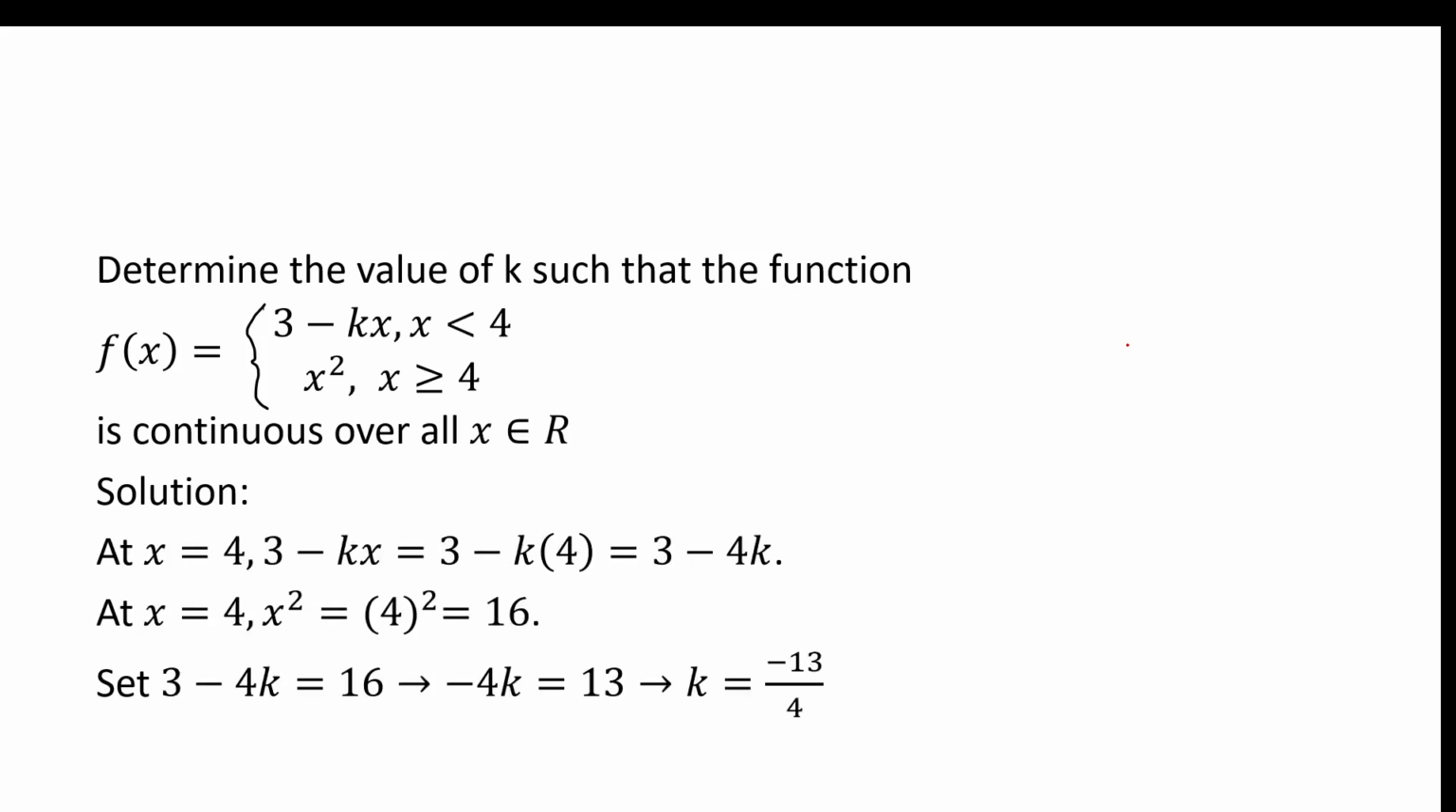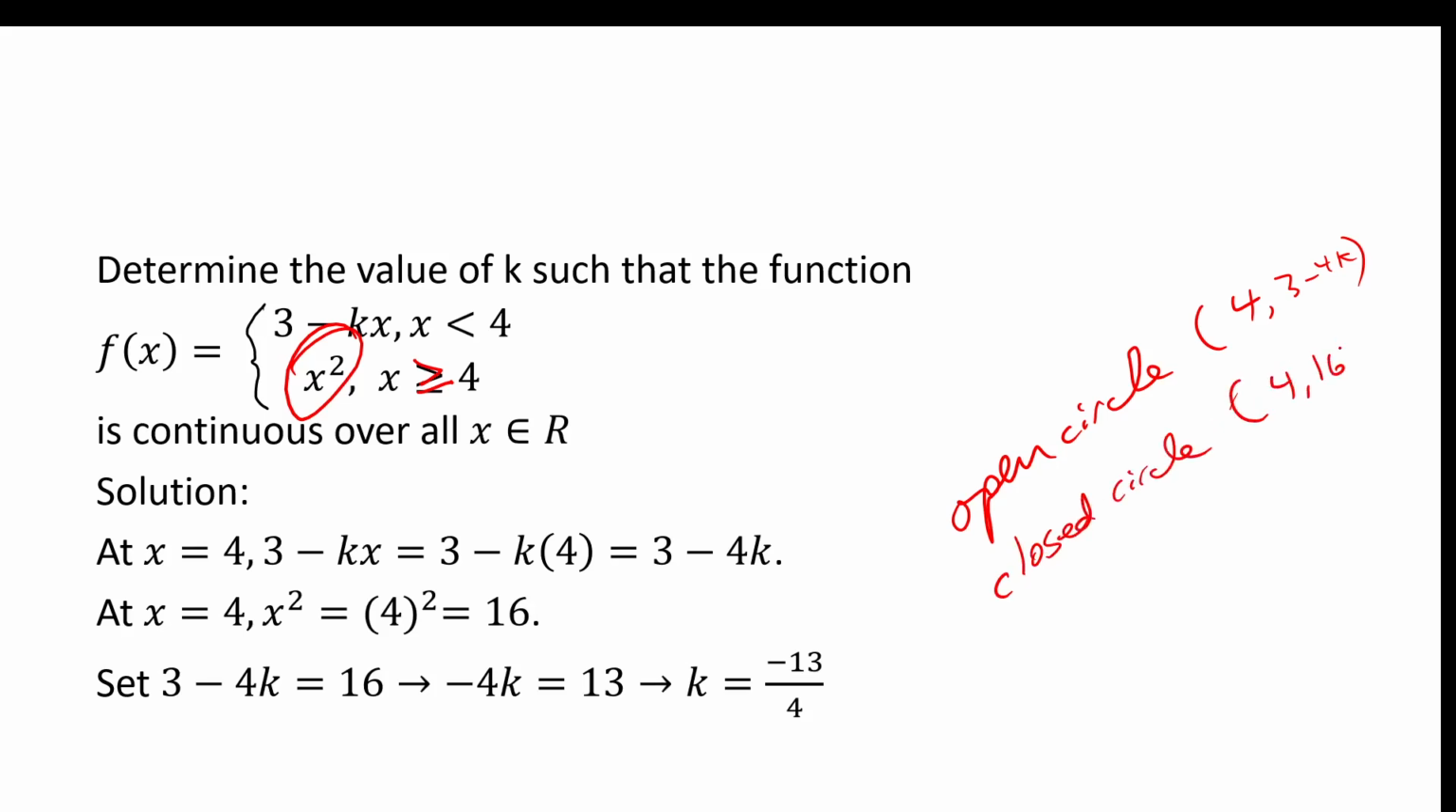So at x equals 4, 3 minus kx is the same as 3 minus k times 4, which is 3 minus 4k. So we have an open circle at the point (4, 3 minus 4k). Now, at x equals 4, the bottom part, where x is greater than or equal to 4 and therefore gives us a closed circle, is equal to 16. So we've got a closed circle at (4, 16). Our x-coordinates are the same, but now we need our y-coordinates the same. We need 3 minus 4k to equal 16.